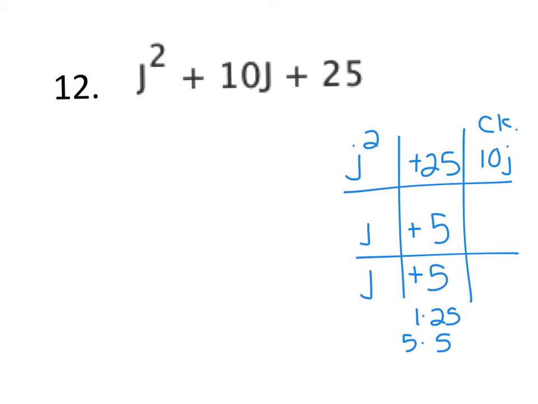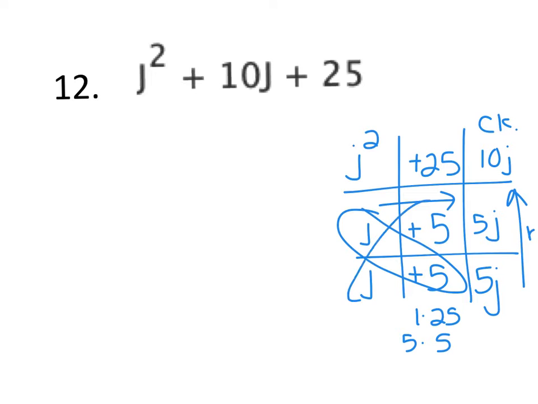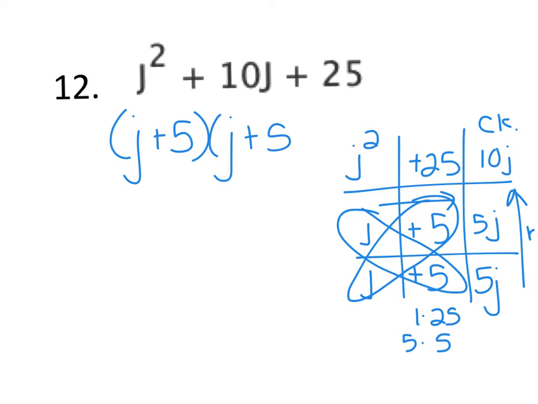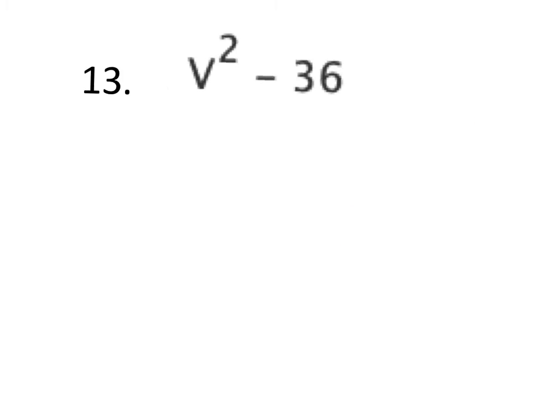I always start with my two closest together. I multiply across this way and I get 5j and 5j. The only place I add is to check it. It does add to 10j, so my factors are on my diagonal. This would be j plus 5 times j plus 5. Better read as the quantity of j plus 5 times the quantity of j plus 5.